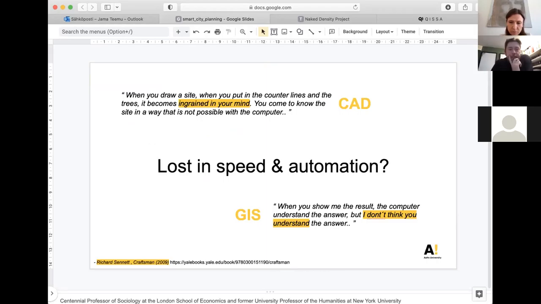Richard Sennett's book called Craftsman is very good to read for those who are interested in the methods of how to plan and how to actually design or do architecture using computers. I'll take a few quotes here. He's elaborating on the use of CAD, computer-aided design, for architectural design or planning, and according to him, usually the end result is of lower quality than those designs made without CAD.